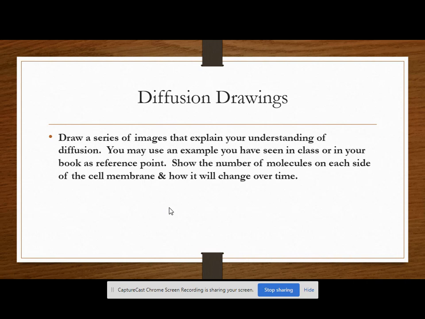Next thing I'm going to ask you to do is draw a series of images that explain your understanding of diffusion. You may use an example you've seen in class or use your book as a reference. You can look at the internet, you can do a Google search, but you need to show the number of molecules on each side of the cell membrane and how it changes over time. My suggestion is maybe start with 7 molecules on one side and none on the other, and show how over time we reach this equilibrium, from high concentration to low concentration. You'd have a series of several drawings showing that they would be the same on both sides. I suppose seven's not a good one. It'd be easier to do an equal number, so maybe 8 on both sides.